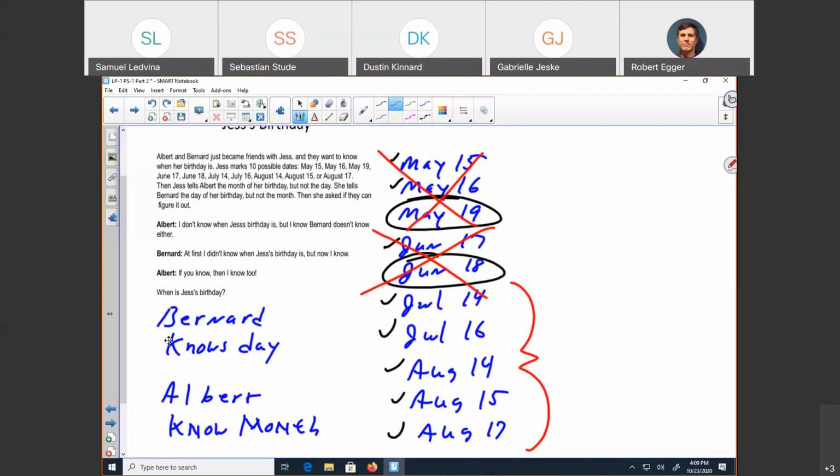Then Bernard comes back and says, at first I didn't know when the birthday was because it wasn't the 18th or 19th. But now he knows. Because Bernard's also thinking the same thing: if Albert knows that I don't know it, that means it can't be the 18th or the 19th. So Bernard also has basically mentally eliminated May and June. But now he says, I know it.